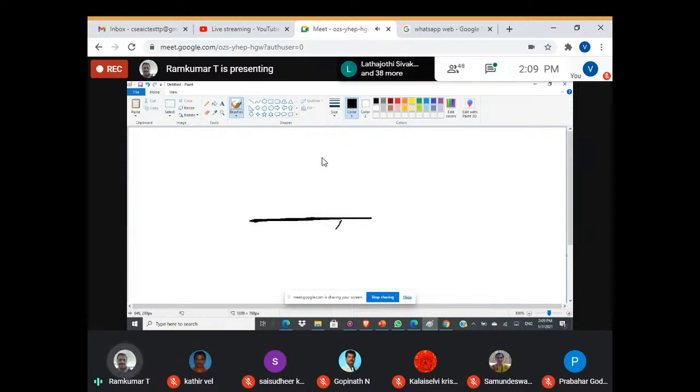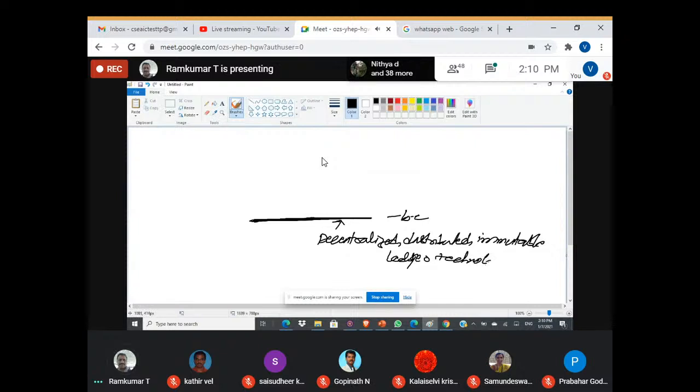We know that it's a pseudonym. We don't know whether it is a male or female, no one knows, right? So this is a blockchain technology which is developed based on decentralized, distributed, immutable ledger technology, something like that. We used to call it ledger technology. So this is the platform which they have developed, right?